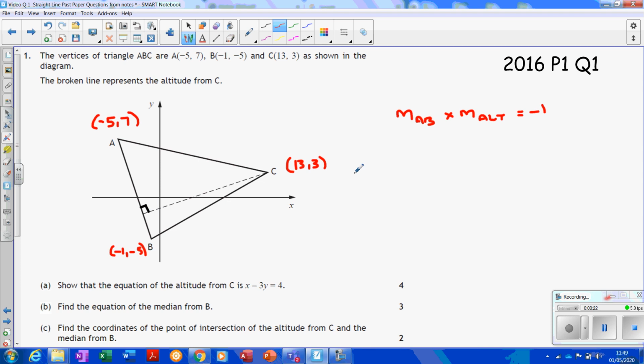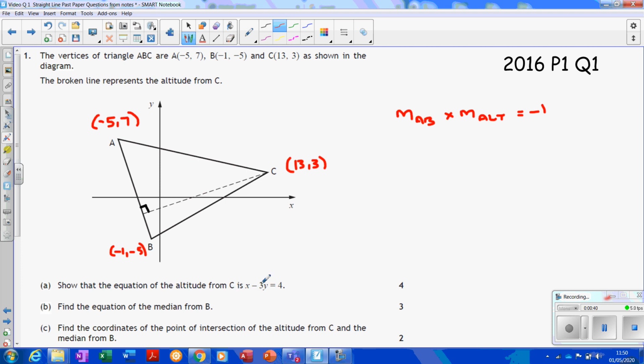Now, before I start this question, I've put in the coordinates. Always do a double check and make sure you've got them correct: -1, -5, 13, 3. You should always do that so you can see exactly what you're doing. Right, so we want to show that the equation of the altitude from C has that equation.